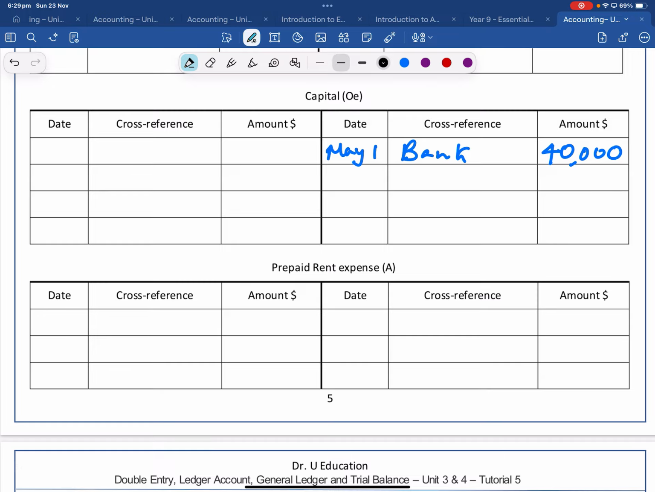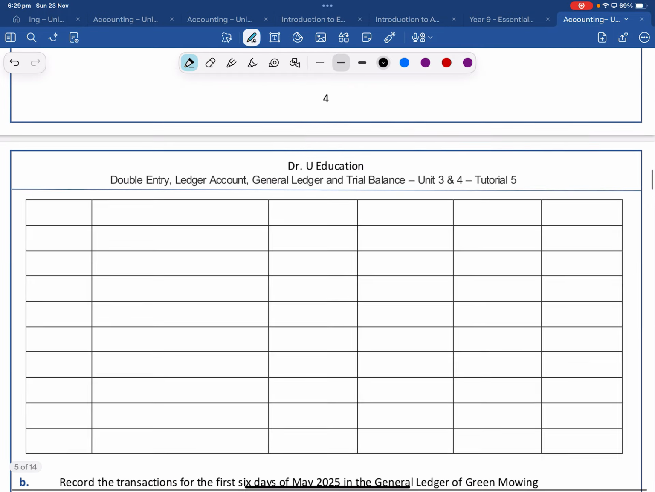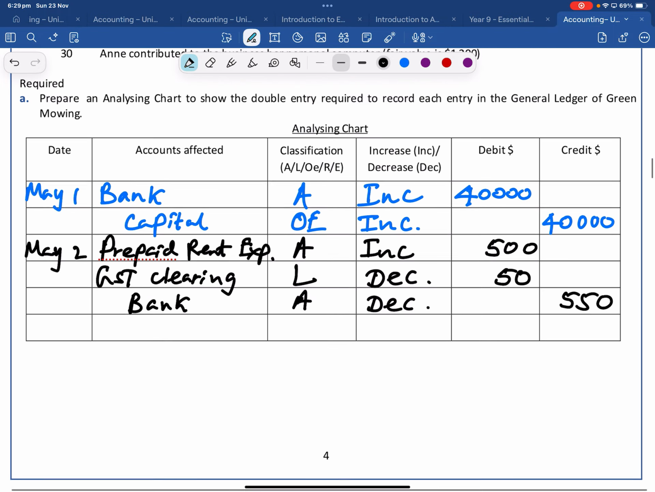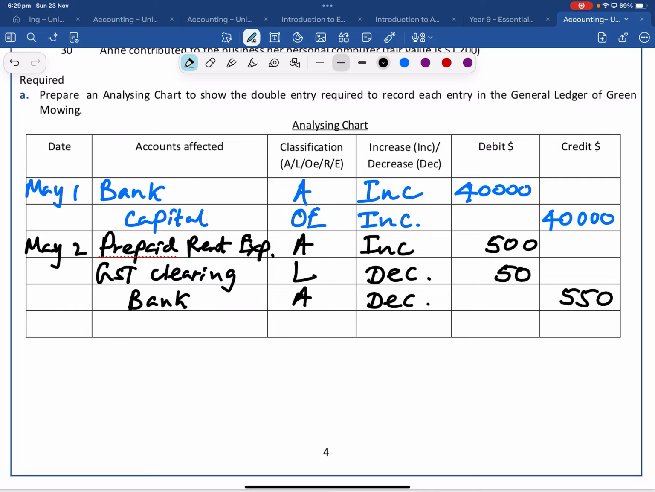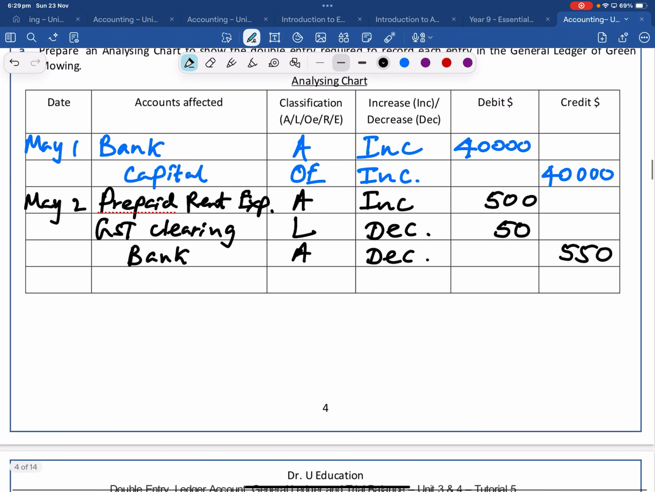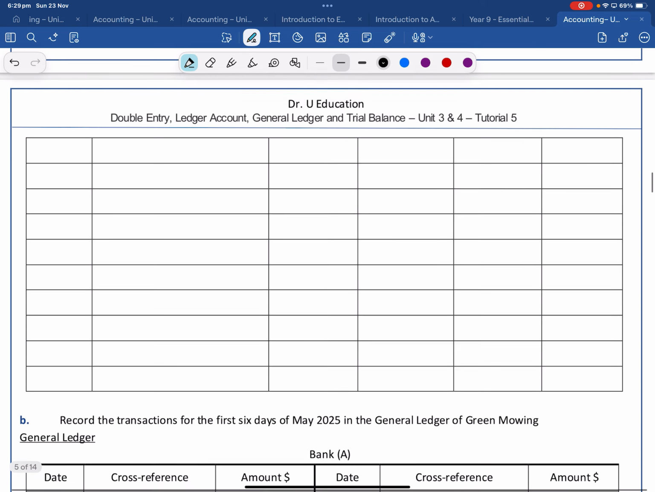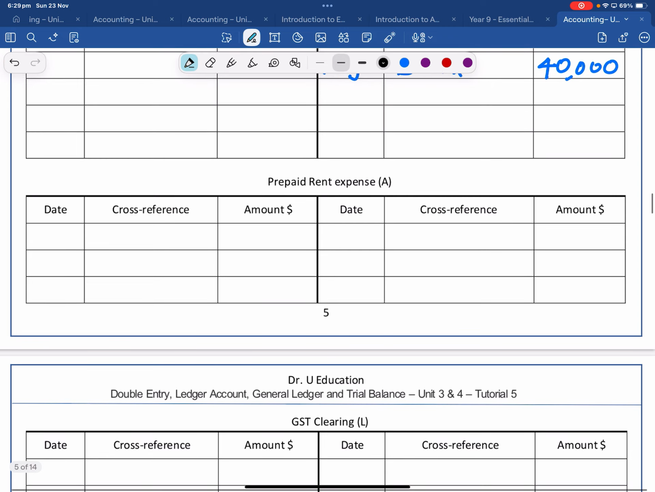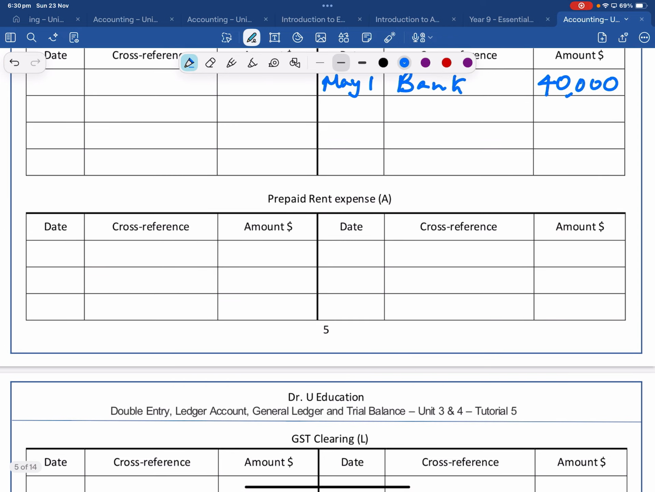Okay. Alright guys, now next one. So now how do we record this one in the ledger account? It's a debit, that's on the left hand side. Yes, debit, and the prepaid rent expense. We'll go to prepaid rent. Write the date, May 2nd. How much is the amount, guys? 500. What's the cross reference? Bank or GST? Or both? Bank.